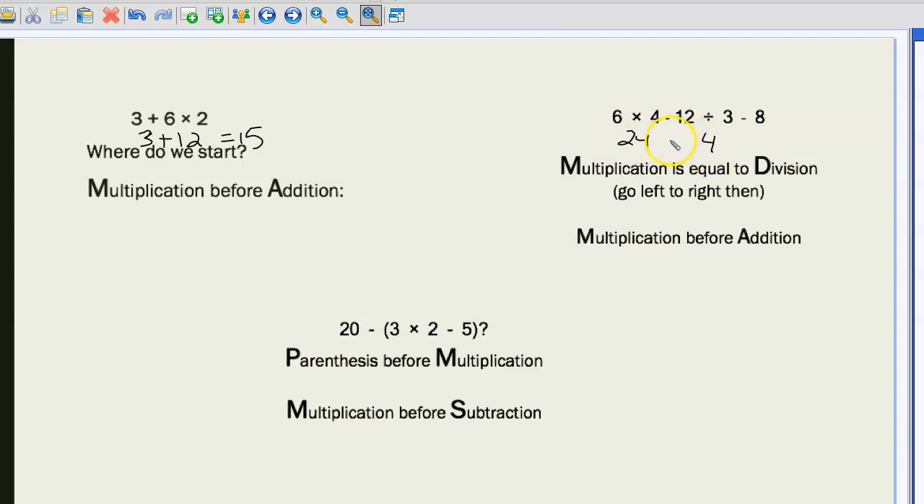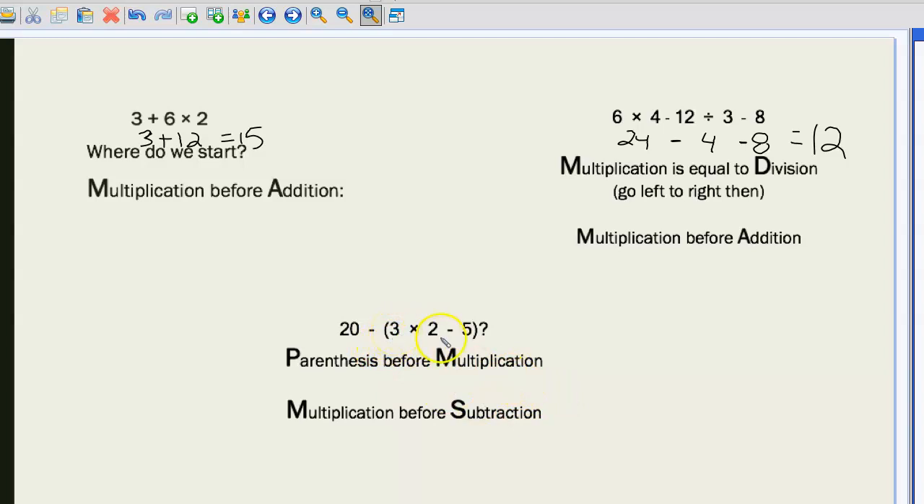And then I'm going to bring down that subtraction sign. And I've got 8. So this becomes 24 minus 4 minus 8. And 24 minus 4 is 20. And 20 minus 8 is 12. So the answer to that is 12. Beautiful. Okay. Now, this last one, we do have parentheses.